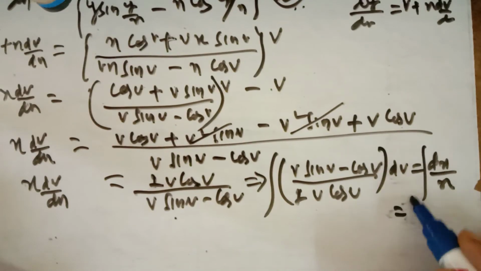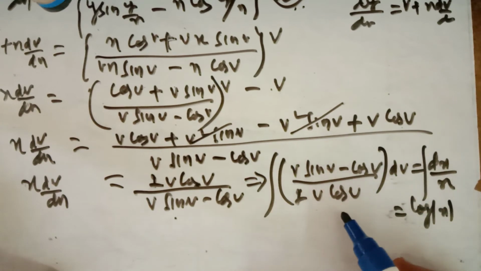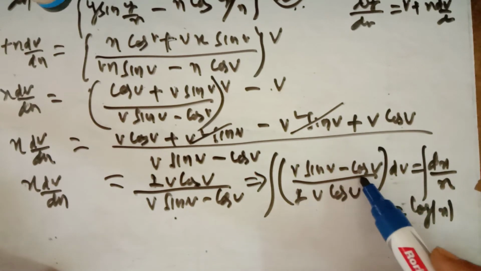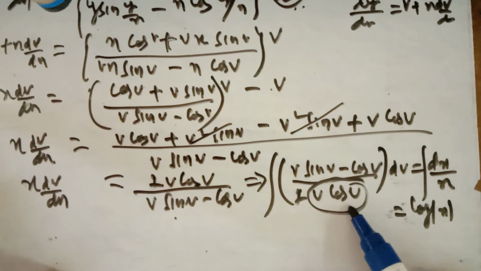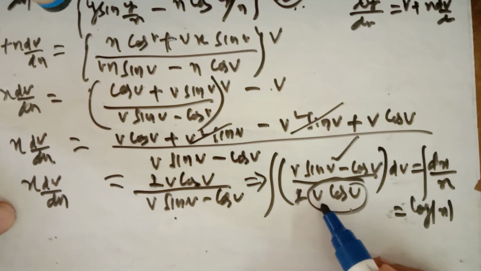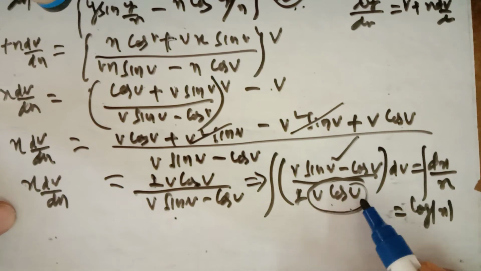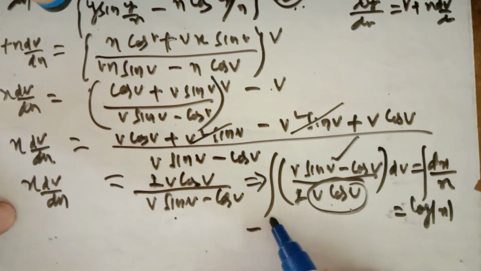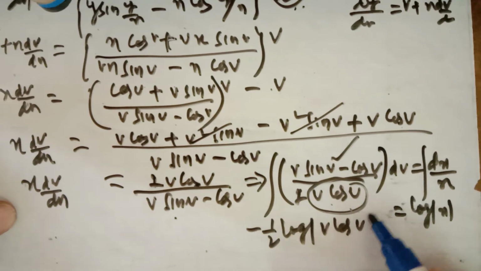Now this is the integration of log x. See it very carefully, it is not a very difficult question. If you let the denominator as t, its derivative will be the numerator itself. It will be cancelled out. See it very carefully. The derivative of this will be cos v minus v sin v. So you will get minus half log of v cos v.